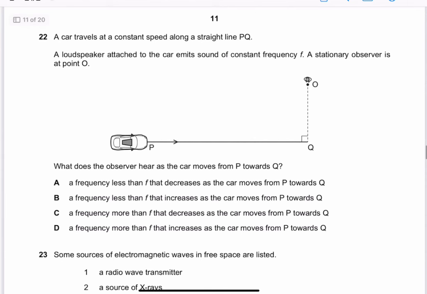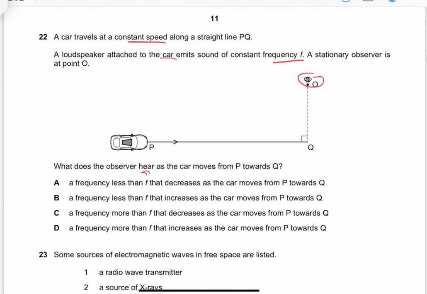Moving on to question number 22. This is the Doppler effect question. We're given a car traveling at a constant speed, and a loudspeaker attached to the car is emitting a constant frequency F. And we're given a stationary observer at point O. This stationary observer wants to listen to some music coming from this car. So how is the observer going to hear this music? The observer has to hear some variations of that music, so the frequency can be more or less. That's what we have to look at.